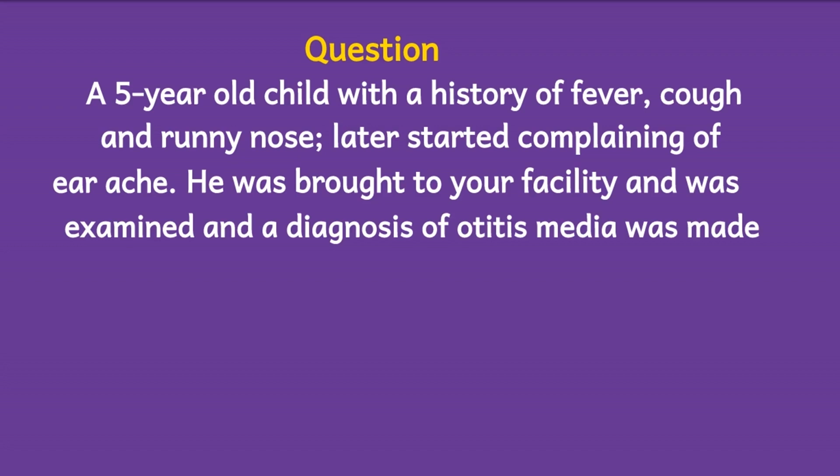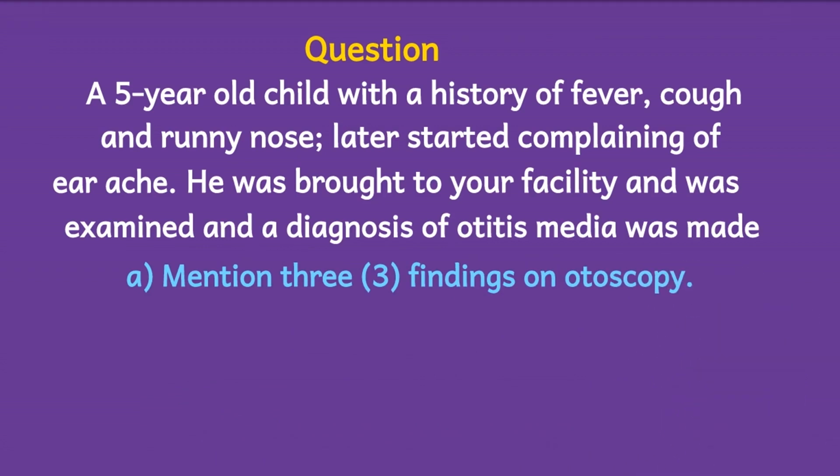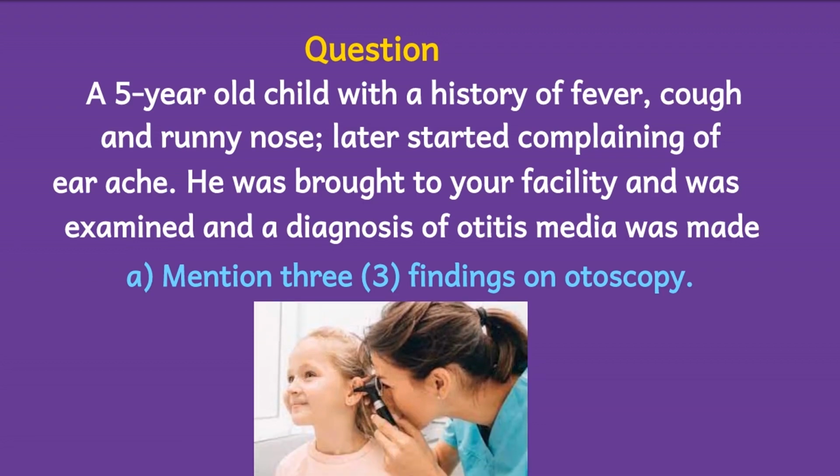The first was: mention 3 findings on autoscopy. Now, autoscopy is the use of a portable hand instrument called the otoscope to visually examine the eardrum or the tympanic membrane and then the external ear canal, like this lady clinician is doing in this picture. Remember that here, we don't just give answers to the questions asked, but we try to understand the clinical condition. And so before we answer this first question, let's get some relevant basic sciences to help us appreciate our patient's clinical condition.